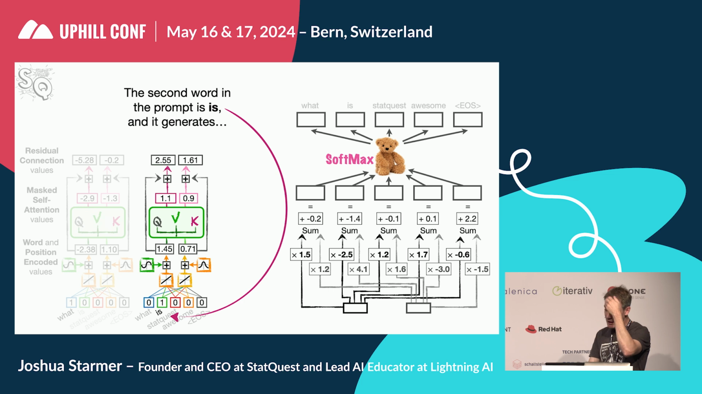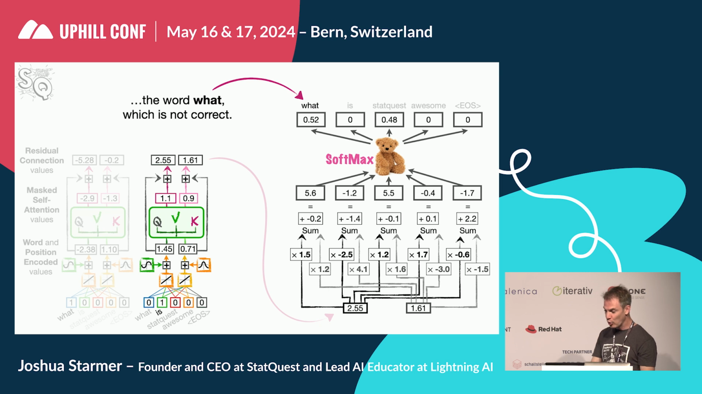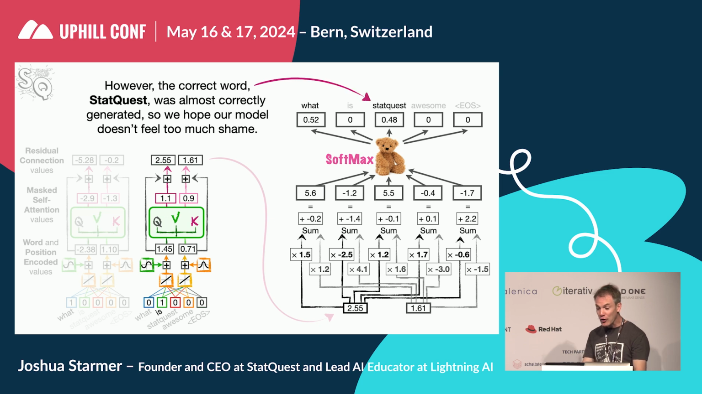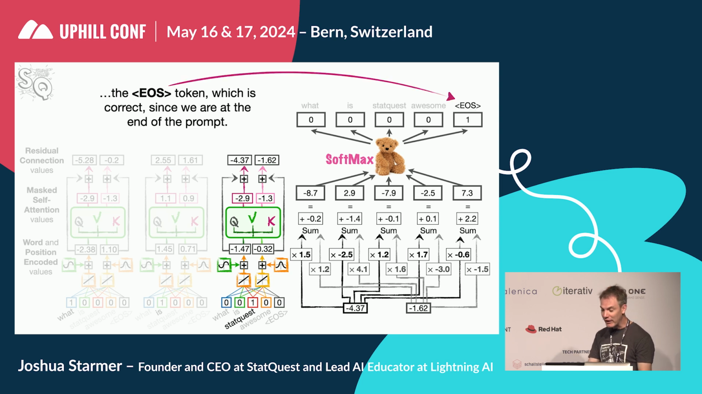Bam. The second word in the prompt is, and it generates the word what, which is not correct. Wah, wah. However, the correct word, StatQuest, was almost correctly generated, so we hope our model doesn't feel too much shame. Lastly, the word StatQuest generates the EOS token, which is correct since we are at the end of the prompt.